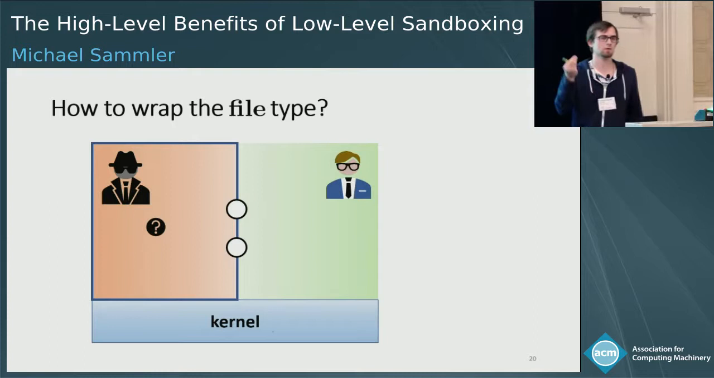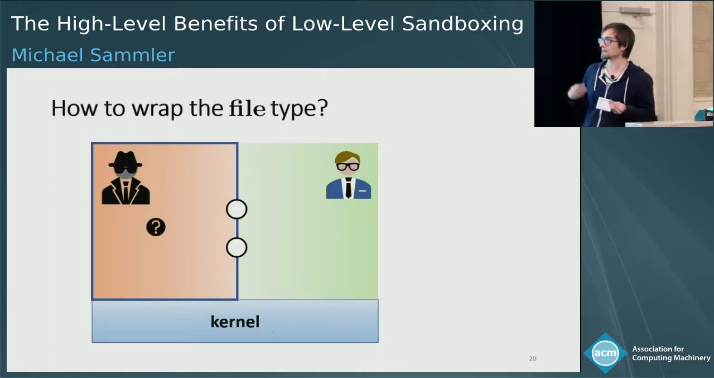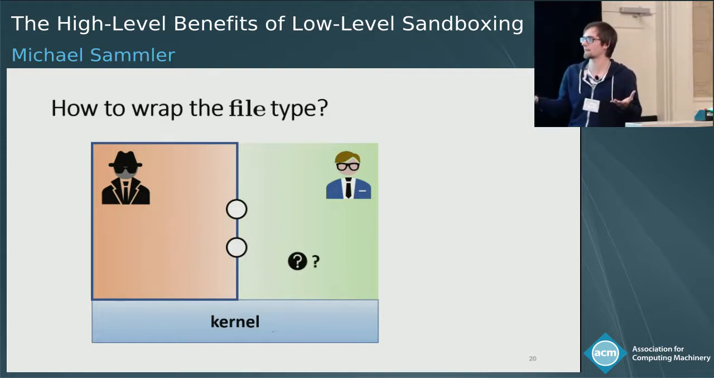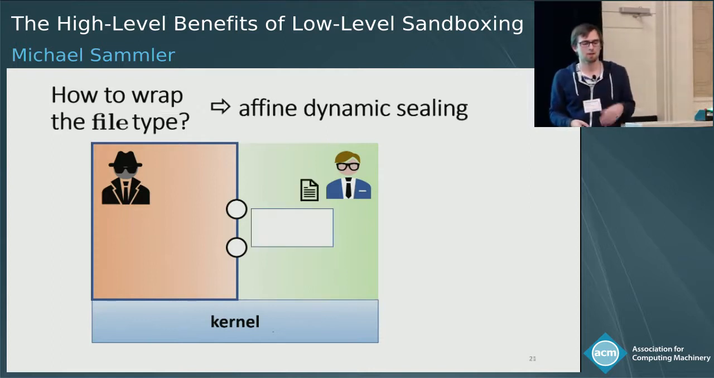So if we come back to our file type, which, as you remember, is the type of open file handles, and it's an affine type. The question is, how can we check, when the untrusted code gives us a value, whether it's a valid file? At first it seemed very hard, because you cannot just see whether it's a valid file by looking at the value. So what do we do?